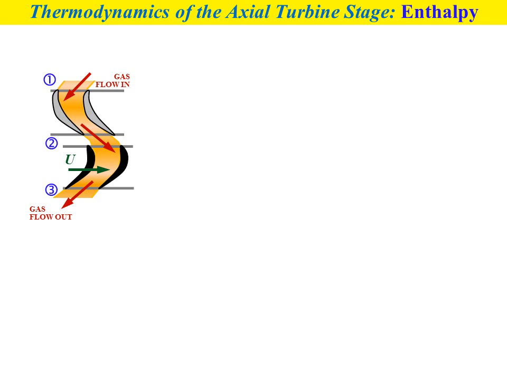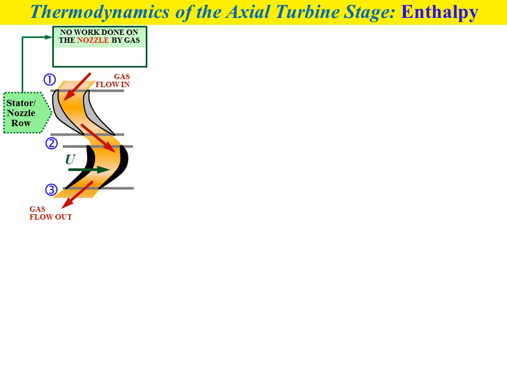Okay, so now I will explain the work done on the blade by the gas that flows through the turbine stage. For the stator or nozzle, in terms of work done by the fluid or by the gas, there is no work done on the nozzle by the gas because the nozzle doesn't involve any rotational movement in the turbine. So we will have no work done in the nozzle row.